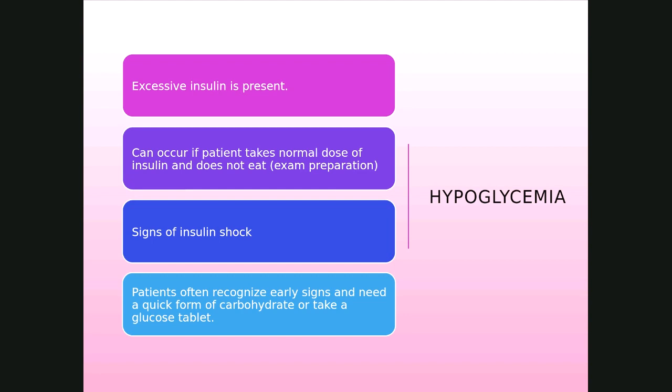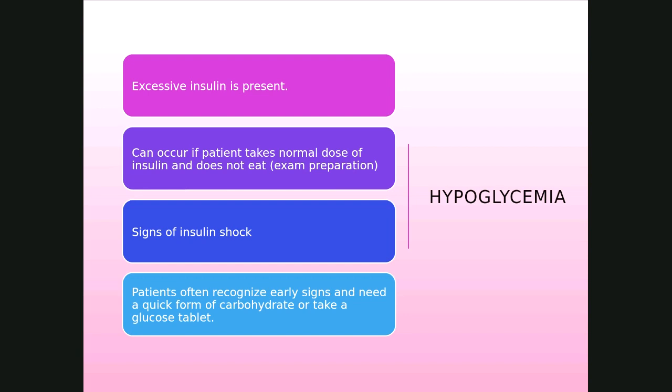Some signs of insulin shock: patients are intensely hungry, weak, and shaky, and they can sweat excessively. They can be confused and irritable to the point of mild aggression or hostility. Patients often recognize these signs, and they need a quick form of carbohydrate, or they can take a glucose tablet. If they don't have glucose tablets, then we can give them any form of carbohydrate.